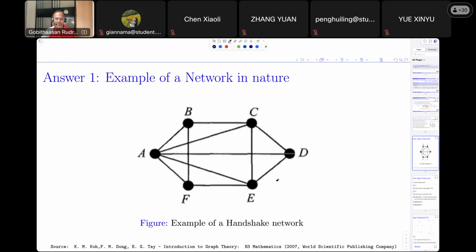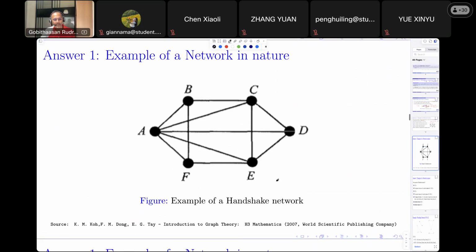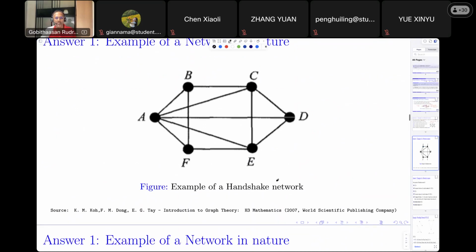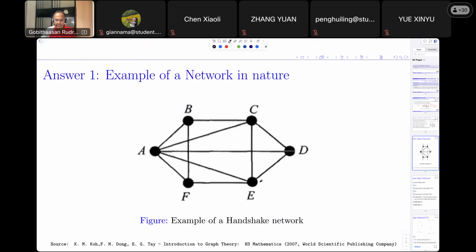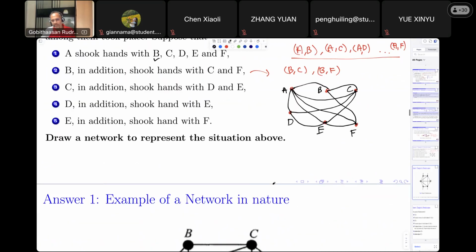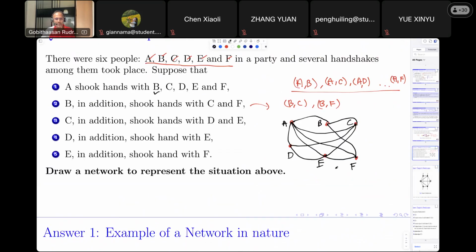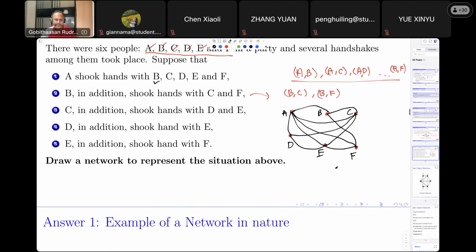So of course, if you draw in a proper, nicer way, this is how it looks like. Okay, so example of a handshake network. All right, so is this handshake network similar to what I've drawn? Of course, both of them are isomorphic. How do we make sure that they are similar? As long as the edges for each vertex are similar, then we are fine.